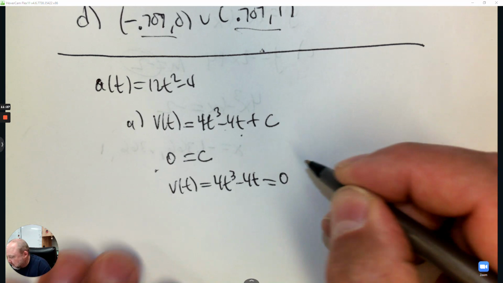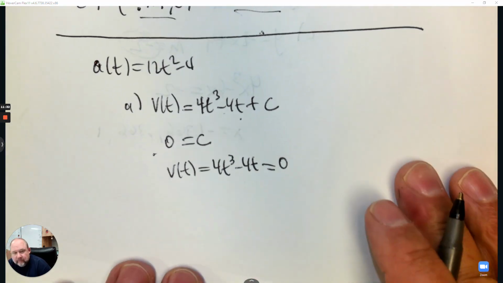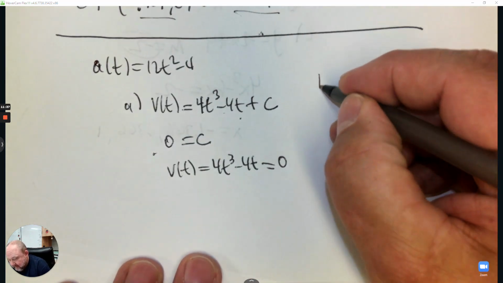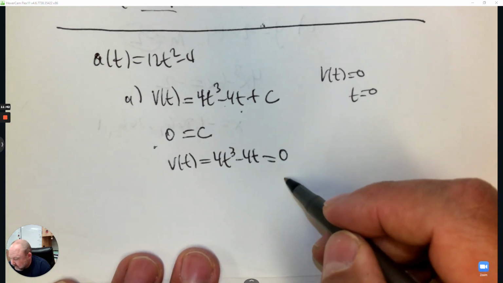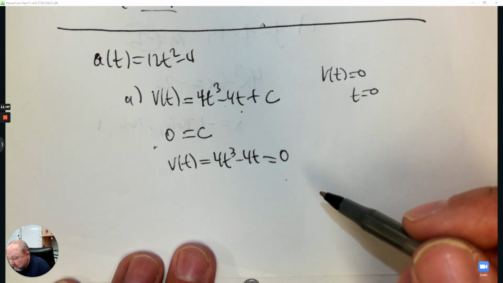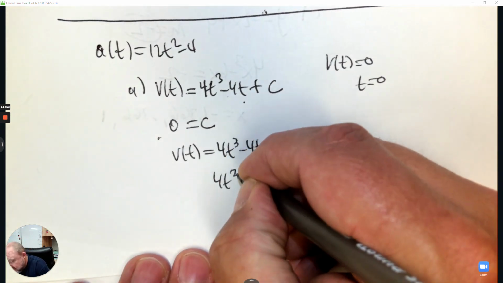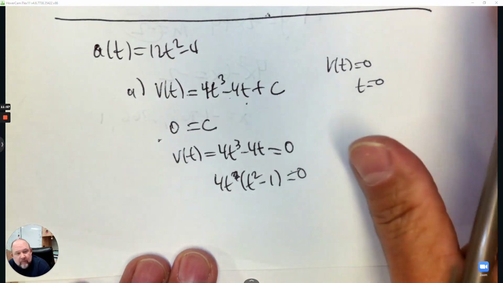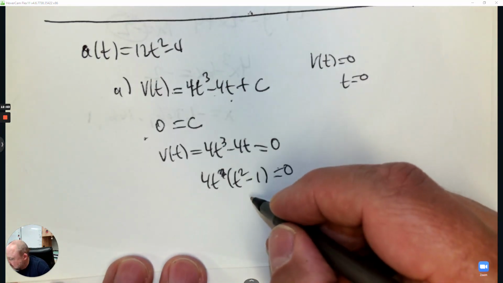And then when is it also at rest? When it says the particle is initially at rest, it means that the velocity equals 0 when t equals 0. Then it says find the values for which the particle is at rest. So we're going to make it equal to 0. We're going to factor this, just 4t, and then solve it.